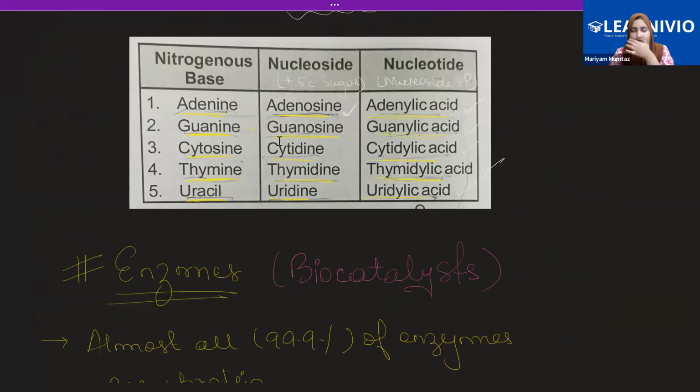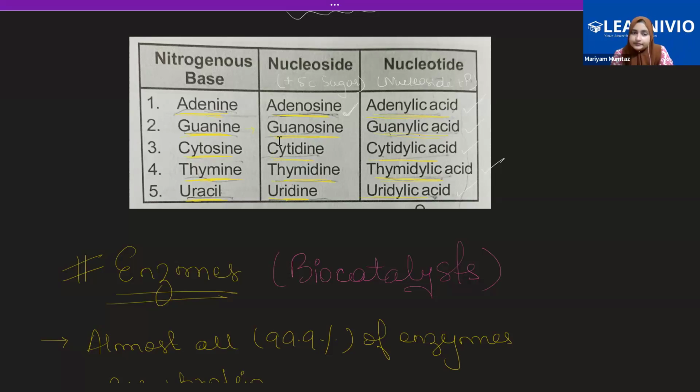For example, if the nitrogenous base adenine is there, just adenine, when it combines with a sugar, we'll have adenosine. If this adenosine combines with the phosphate group, we'll have adenylic acid. Same way, when guanine combines with a sugar, we'll have guanosine, which is a nucleoside. When this guanosine has a phosphate group attached to it, it will form guanylic acid. You people are getting me?